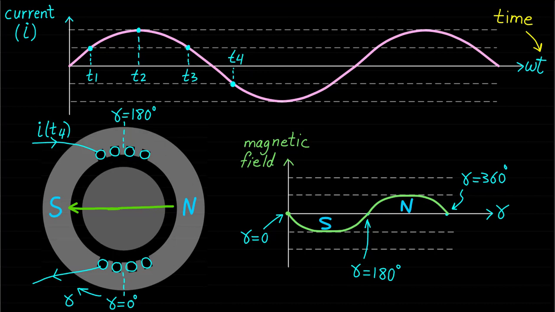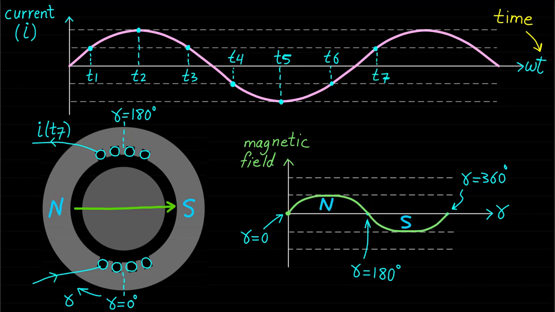In the case of current I at instant t5, the stator poles and magnetic field are as shown. In the case of current I at instant t6, the stator poles and magnetic field are as shown. In the case of current I at instant t7, the stator poles and magnetic field are as shown.